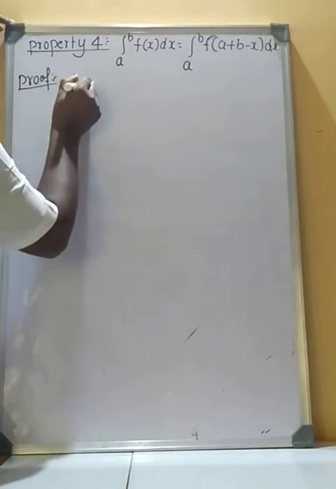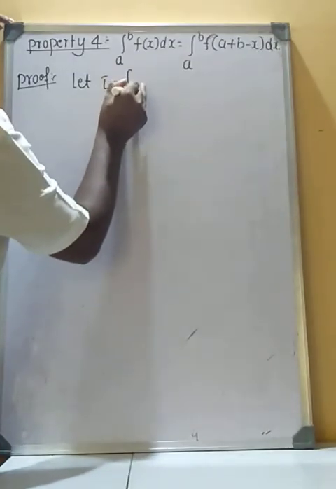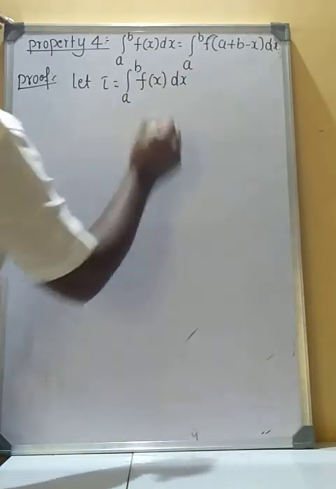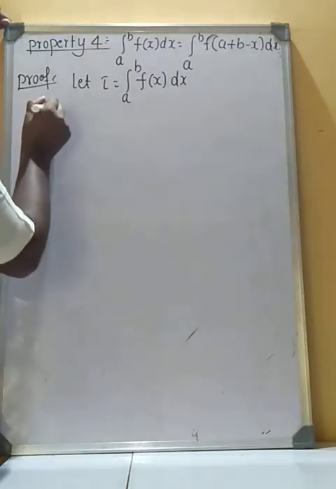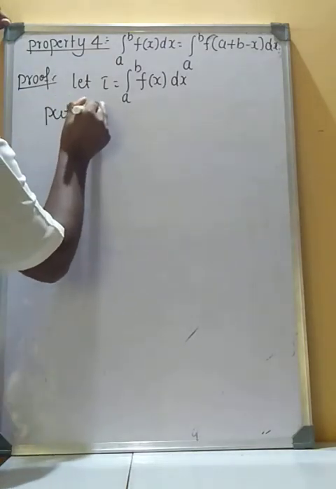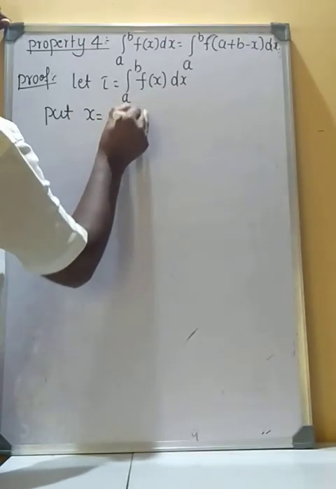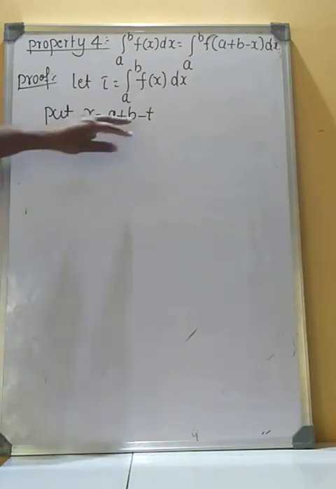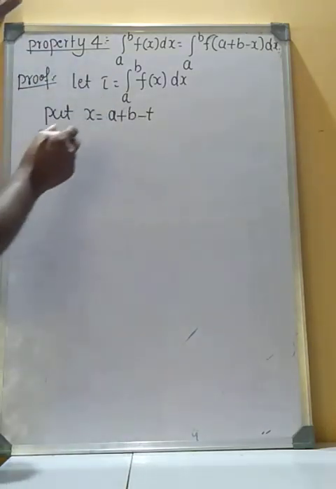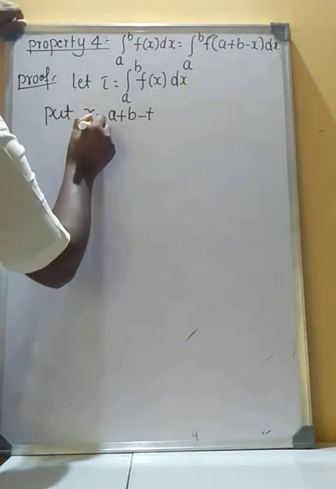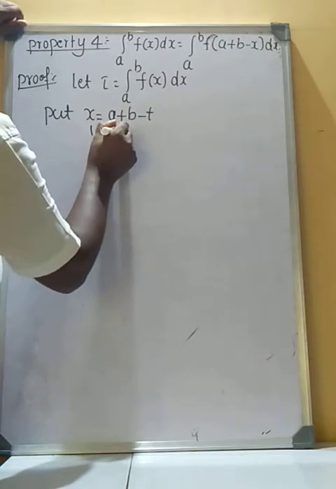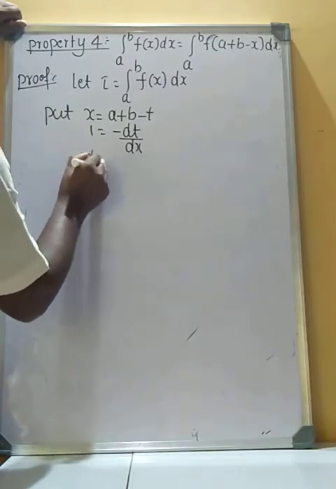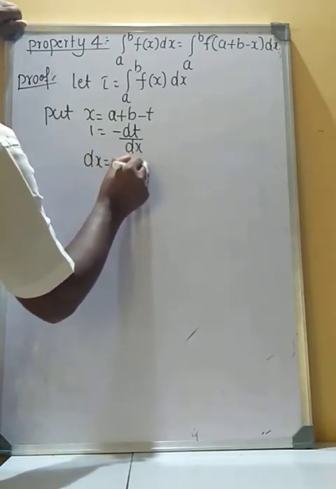Let I equal integral a to b f of x dx. Now put x is equal to a plus b minus t. Differentiate with respect to x: 1 is equal to 0 plus 0 minus dt by dx. Therefore dx is equal to minus dt.